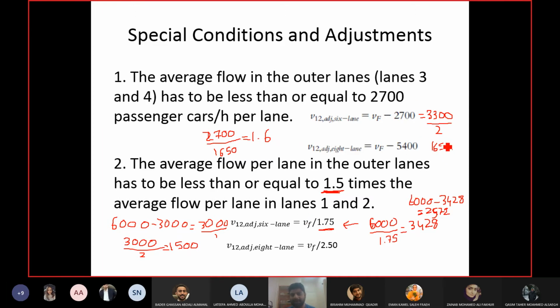So first of all, I tried taking the values from this condition and check the ratio. It was not satisfying. Then I did the other way around. I took the value from this approach and put it into this condition. So I saw that I'm fulfilling the first condition as well. Okay, so this is how you have to check.